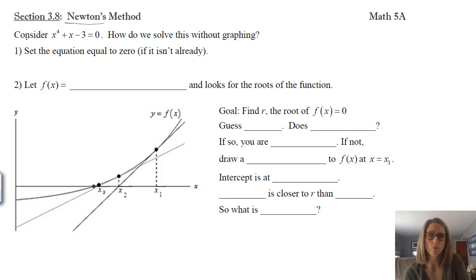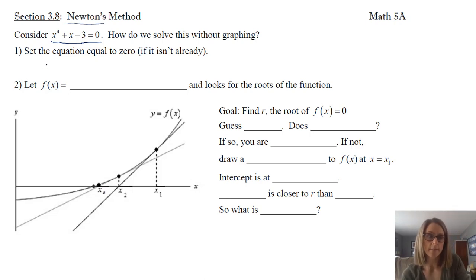And so we're going to consider an equation like this, x to the fourth plus x minus 3 equals 0. You can see that that's not going to factor. You can't just look at that and say, oh yeah, I know what values make it true. So Newton came up with this method. It's based on calculus and the idea of derivatives, and it can help you find the root of any equation, or roots if there's more than one.